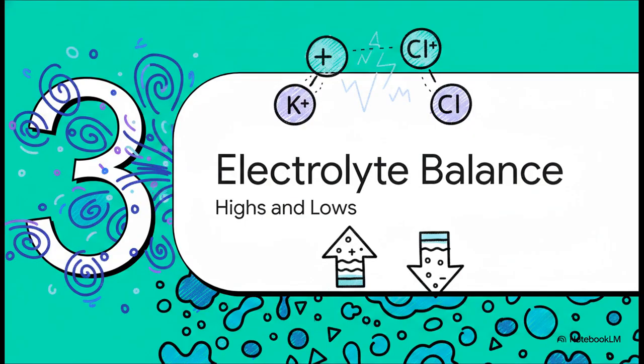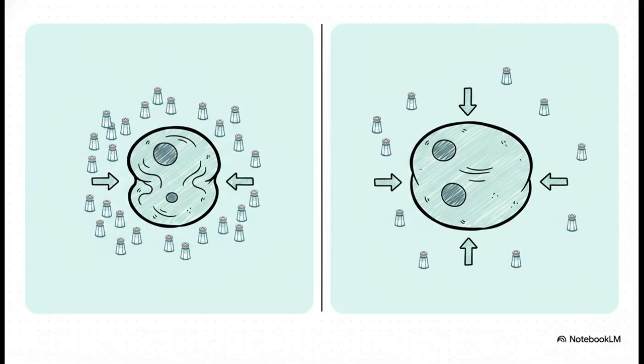Now, let's build on that. We've got the fluid, we've got the forces, and now it's time to talk about the stuff dissolved in that fluid, the electrolytes. In this part, we're going to quickly run through the imbalances you'll see again and again with your patients. Let's start with the king of fluid balance, sodium. Remember, water follows salt. So, too much sodium is called hypernatremia, and you can think of that as a water deficit. Too little sodium is hyponatremia, which usually means there's too much water on board, diluting everything.